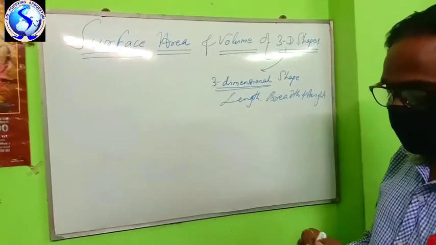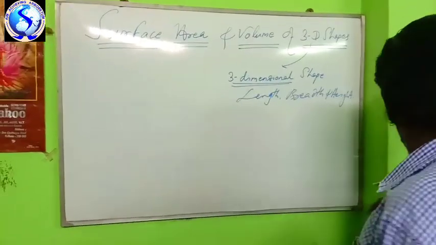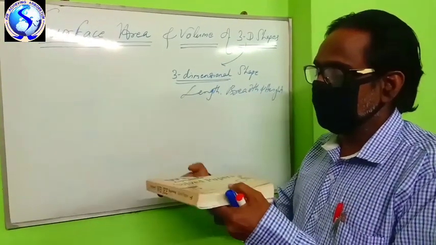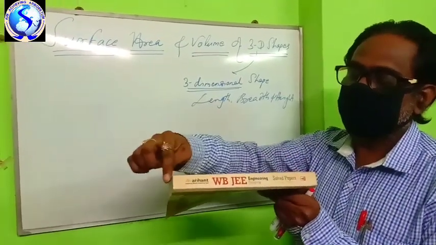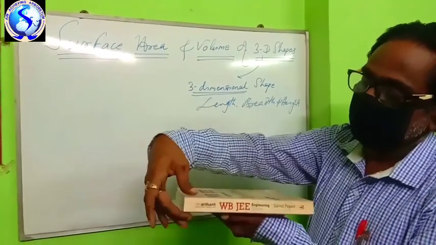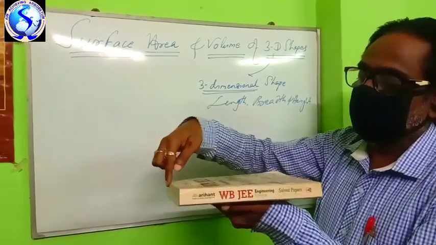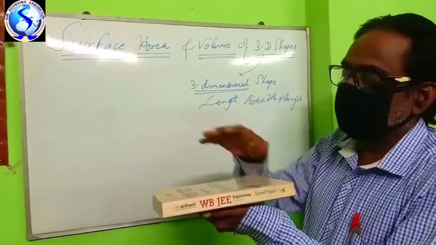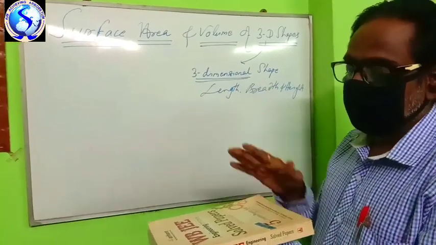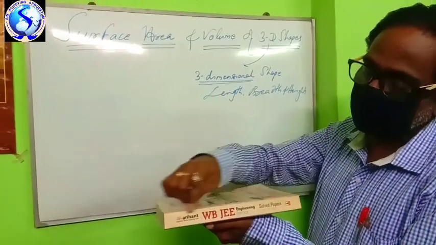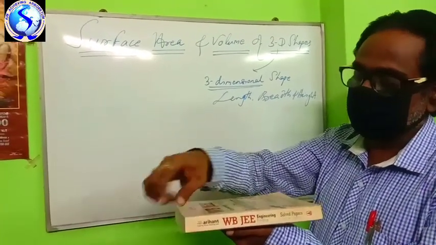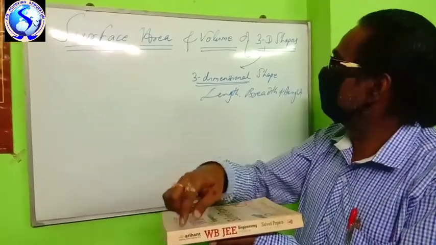Height. Like suppose you take this, this is a three-dimensional. This book is a three-dimensional because it has length, it has breadth and this is height. This object belongs to 3D, three-dimensional shape. It is a keyword because length, breadth and height are unequal. In case of length, breadth, height are unequal, it is called three-dimensional.